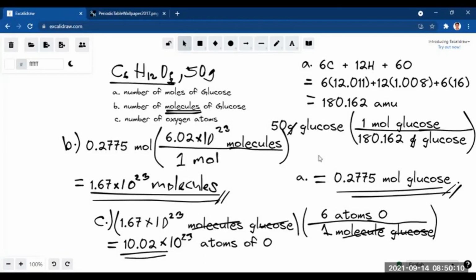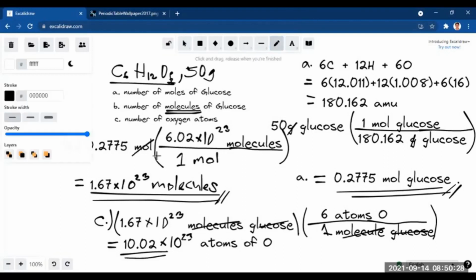And then letter B, for the number of molecules of glucose, we use the number of moles and multiplied it by the Avogadro's number to know the number of molecules. Again, take note of the units that are being cancelled. If you are looking for moles and you're given the number of molecules, you can still use Avogadro's number, but we will just invert the fraction.